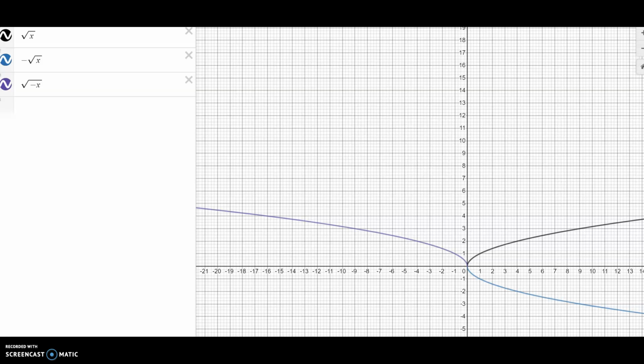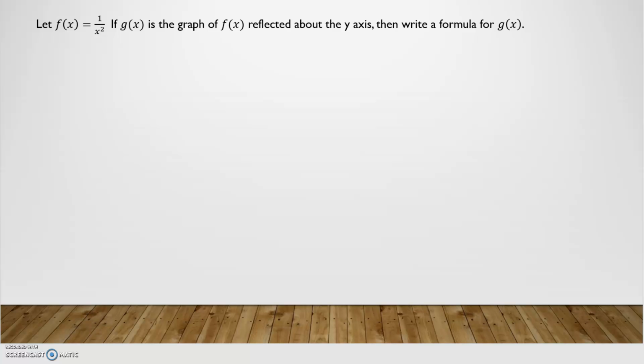So the black function is just the square root of x. Notice how it starts at 0 and it goes towards the positive x values. The blue function is negative square root of x. Now that is flipping over the x-axis, or its reflection about the x-axis. Now the purple function, that's the square root of negative x. And notice compared to the black function, it is flipping over the y-axis. So that would be a reflection about the y-axis. Let f of x be equal to 1 over x squared.